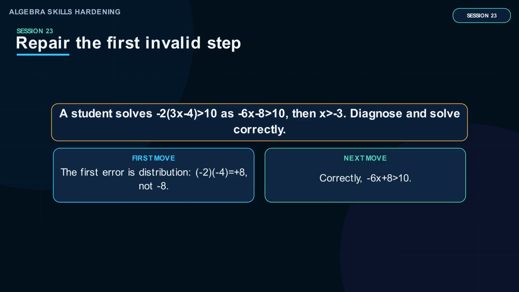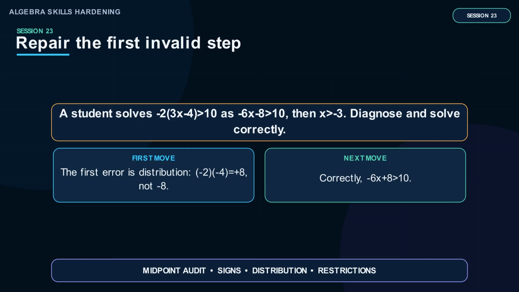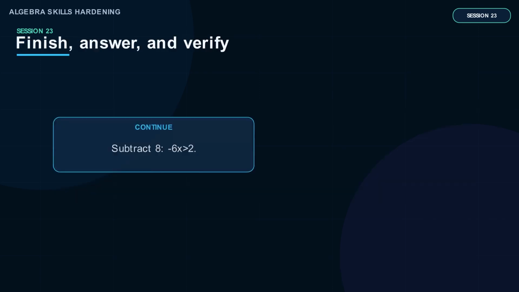Next, correctly, -6x + 8 > 10. Keep the relationship visible and apply the operation to every required term. Now audit distribution, signs, copied values, and restrictions. A brief midpoint check is cheaper than rebuilding the solution. Continue with the third step. Subtract 8: -6x > 2. State what the transformed line tells you.